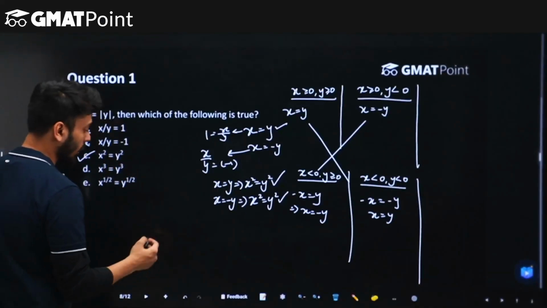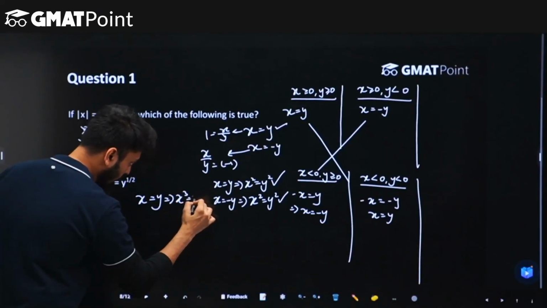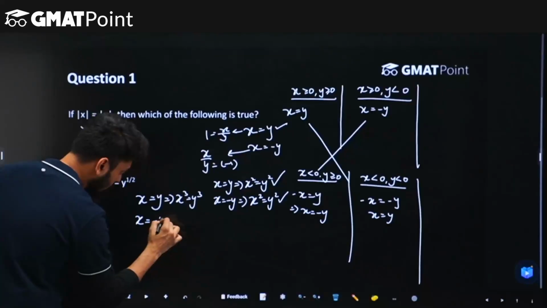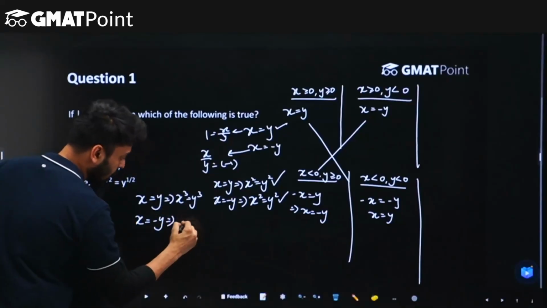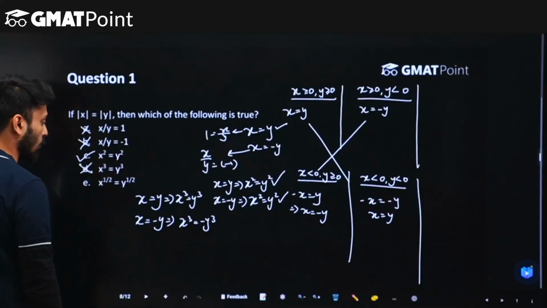X cube equal to y cube. We have x equal to y, which would give me x cube equal to y cube. So it works for the first case. But in the second case, when I cube a negative number, it would give me x cube equal to minus y cube. So this need not be true.